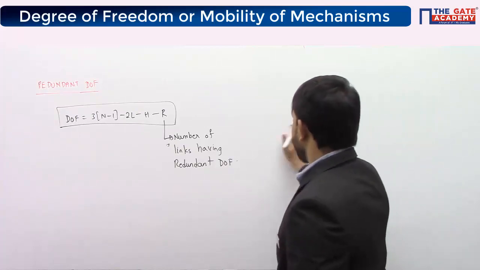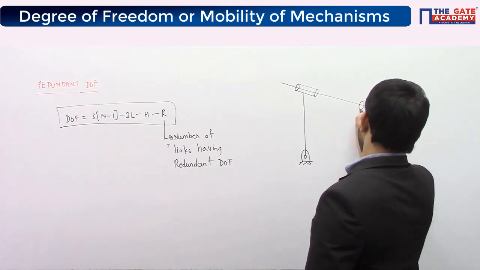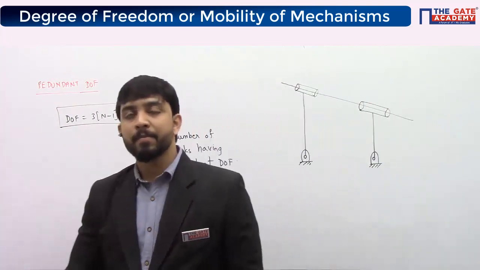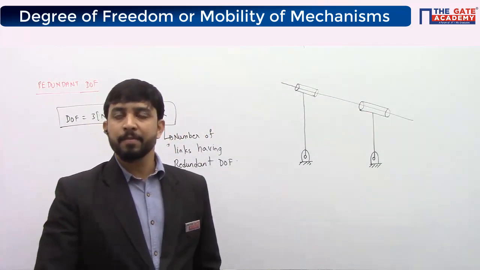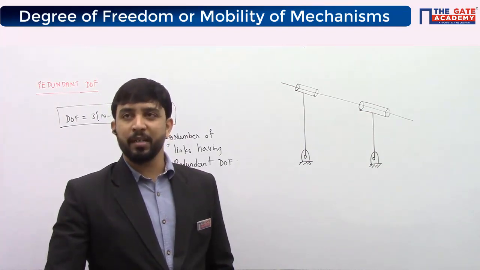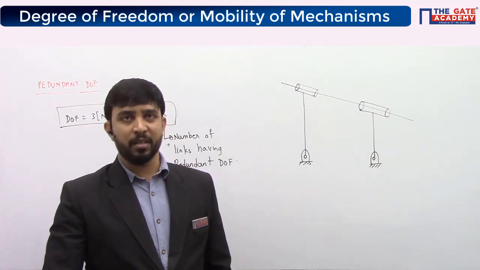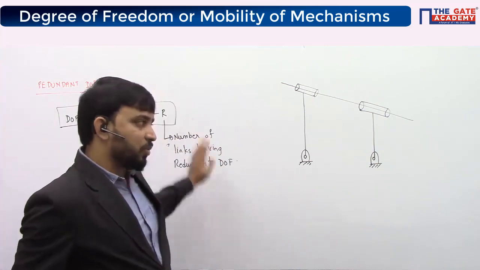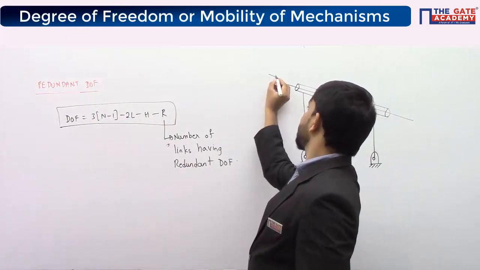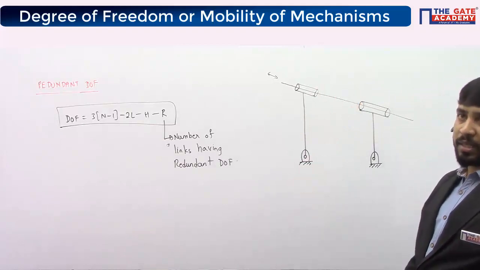Let's look at this case. This relation is not called Kurzbach's criterion. If there is no R, that's called Kurzbach's criterion. Let's look at this mechanism. In this mechanism, you can see I can move this link without giving motion to other links of the mechanism. I can move that link without giving motion to other links of the mechanism.